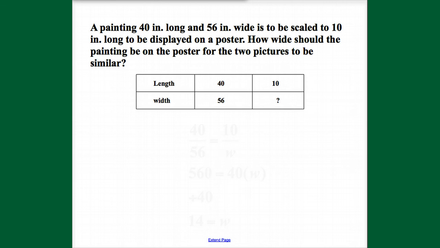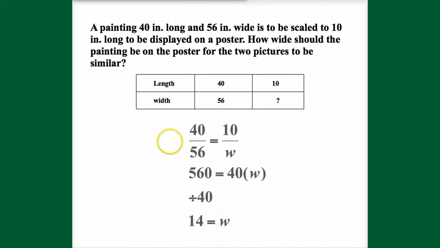So if you notice, I have a little table here. It's got the length and the width. Here is my original painting, the 40 and the 56, and here's what I want it to be scaled as. If you use a ratio box like this, it's very easy to set up the actual math work because now I practically have two fractions sitting right next to each other. And I can say, well, 40 over 56 is equal to 10 over what? And I'm going to set that up and again use the cross products.